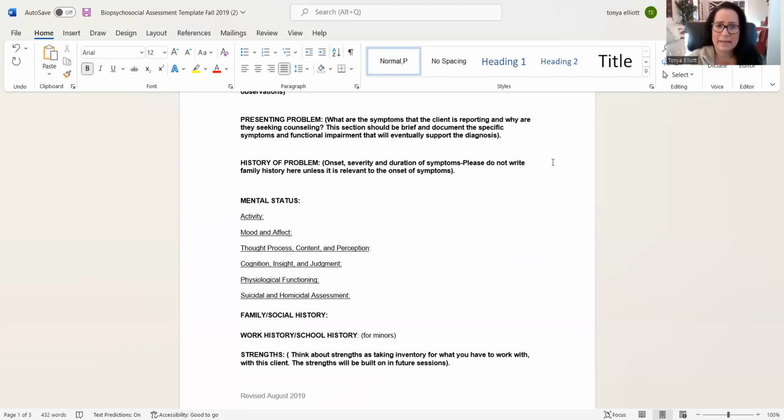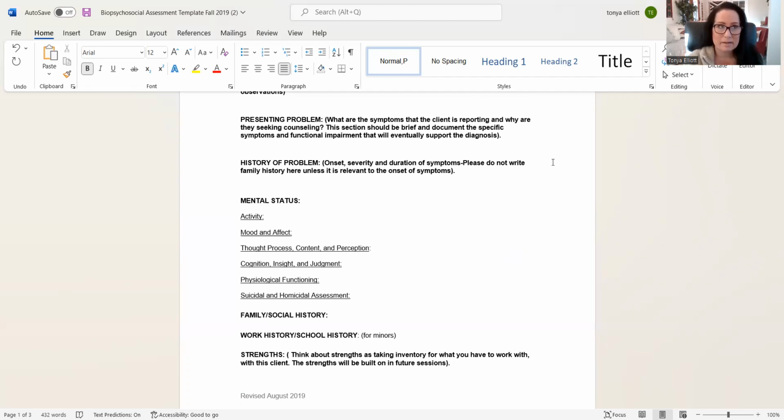Duration of symptoms would be like, does it last all day? Is it like twice a week? Does it last for 2 weeks? Are they having trouble sleeping every day? Is it just a couple days a week? Are they having trouble getting out of bed every day? Is it just a couple days a week?